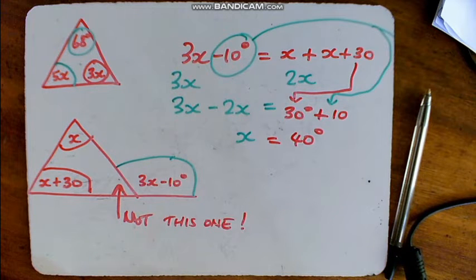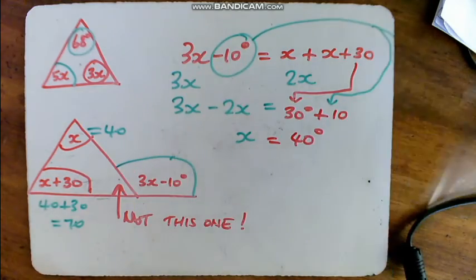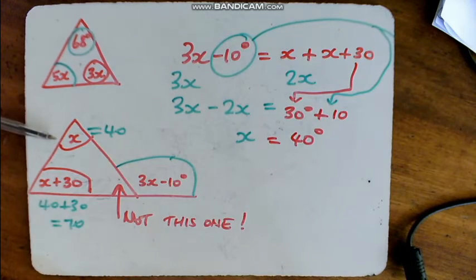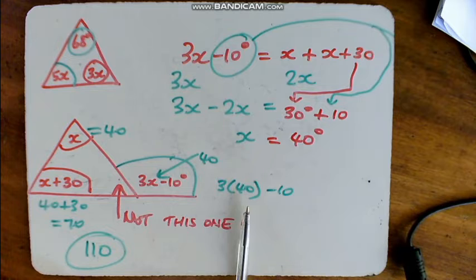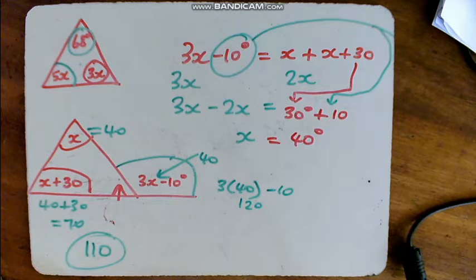By substitution, we can then see our answer is correct. By substituting x is equal to 40, we can see that the top angle will be 40 and the bottom angle will be 70. Add up 40 plus 70, we should get 110. Substitute 40 into 3x minus 10. So 3 times 40 is 120, subtract 10, we get 110. Checks out perfectly. Therefore, the exterior angle is equal to the two opposite interior angles.